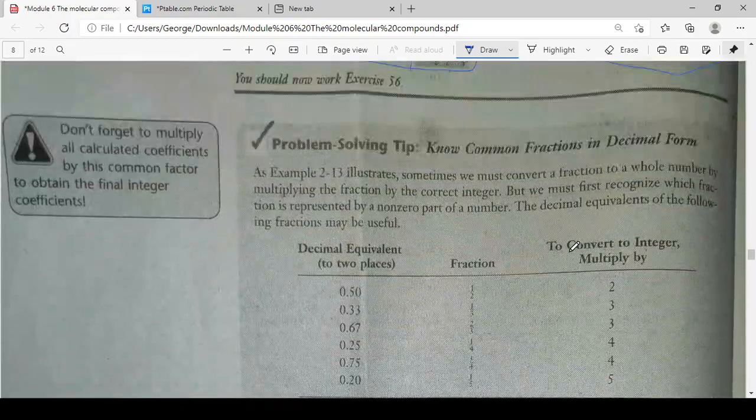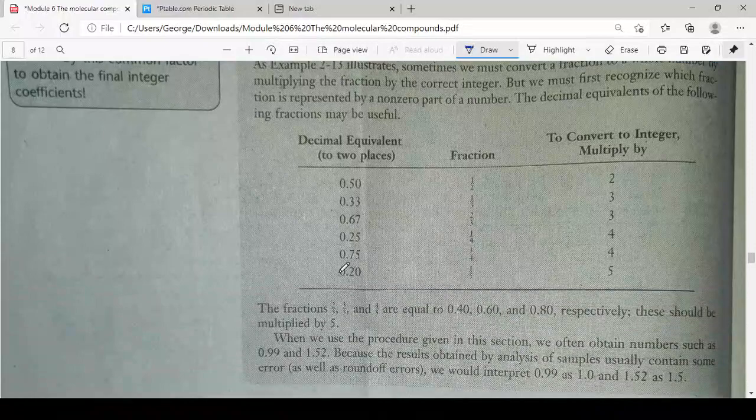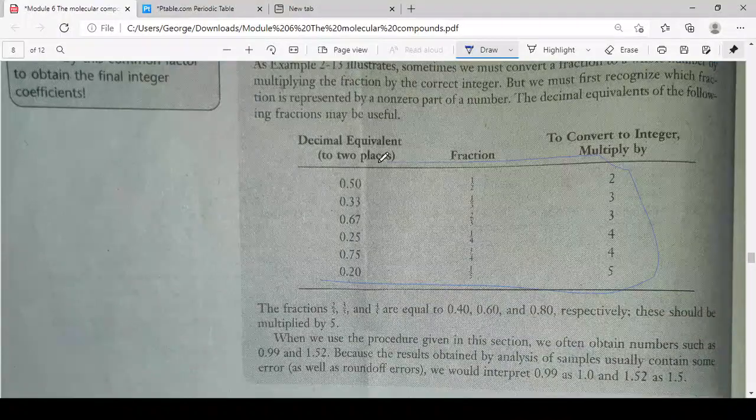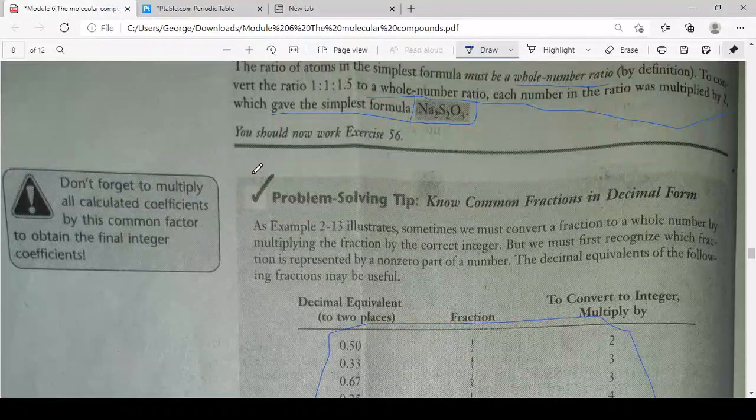So, is it simple, kids? Yes, of course. And this is a tip on how you use your integers.